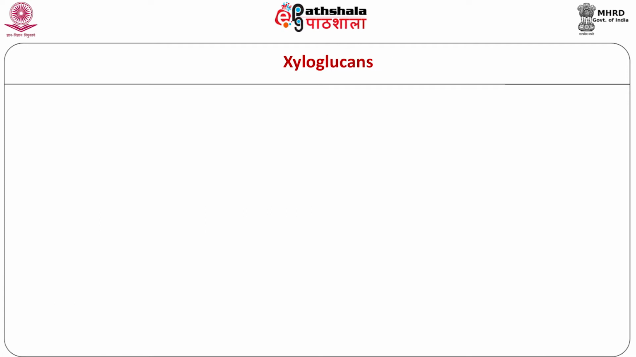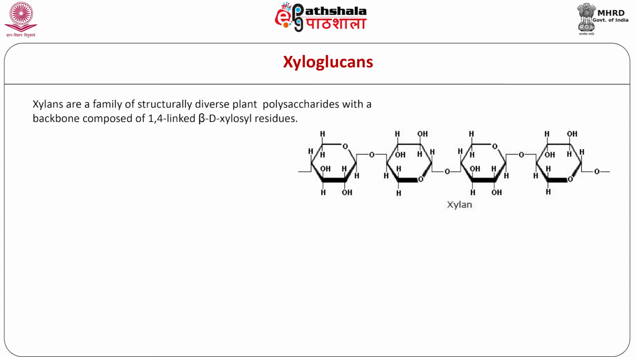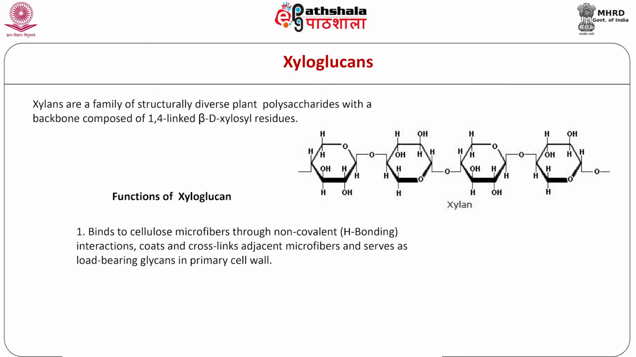Xyloglucans. It is one of the types of hemicellulose. Xylans are a family of structurally diverse plant polysaccharides with a backbone composed of 1,4-linked beta D xylosyl residues. The functions of the xyloglucans are: binds the cellulose microfibrils through non-covalent, that is hydrogen bonding interactions, coat and cross-link adjacent microfibrils and serve as load-bearing glycans in primary cell wall.